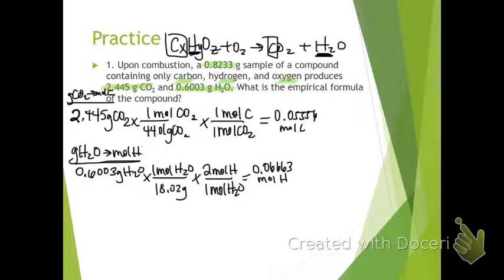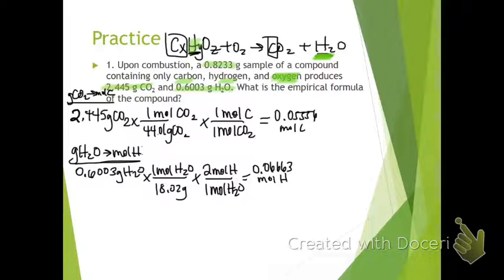So in our water, there was 0.06663 moles of hydrogen. All those moles of hydrogen in the water came from the hydrogen in that hydrocarbon. At this point, we have our mole values for the carbon and for the hydrogen, but remember this hydrocarbon also contained oxygen. So we need to find our mole value for the oxygen.